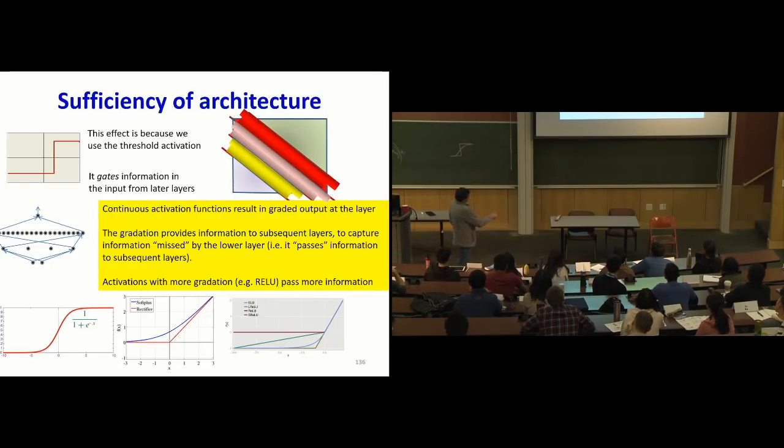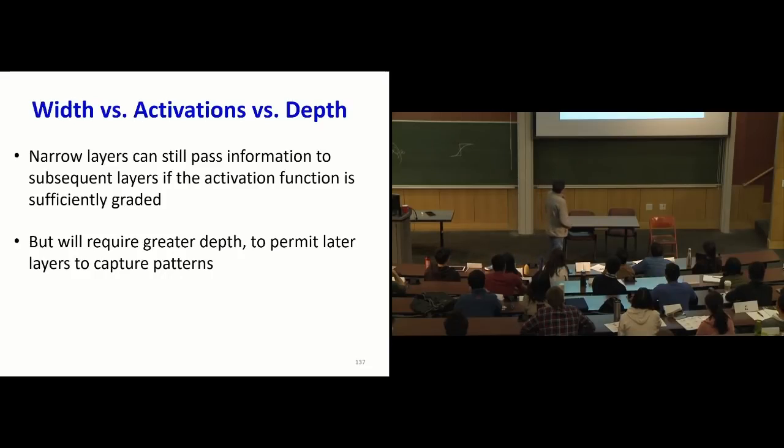And now, something of this kind, for example, that's called a leaky ReLU. It tells you information on both sides of the boundary. It also marks the boundary. And you can have other such functions. So narrow layers can still pass information to subsequent layers if the activation function is sufficiently graded.